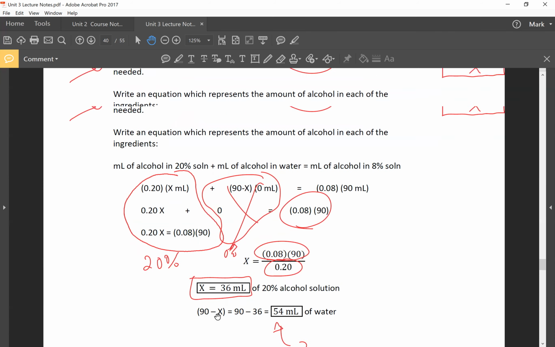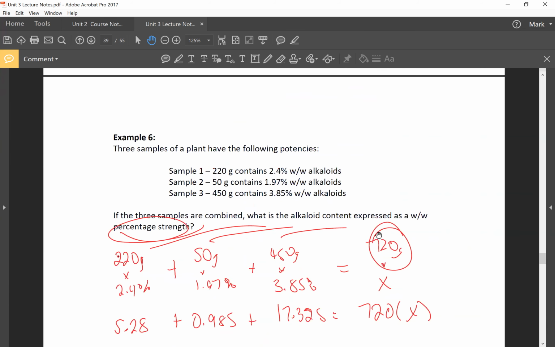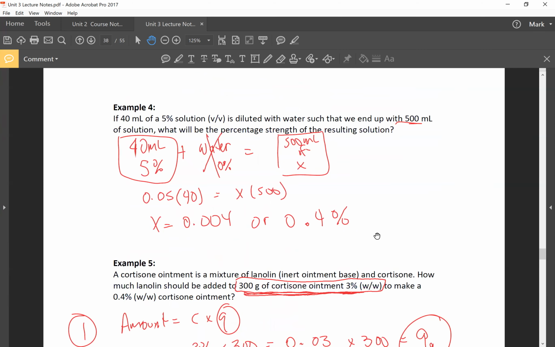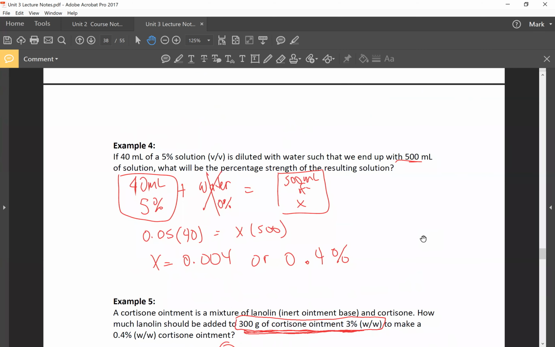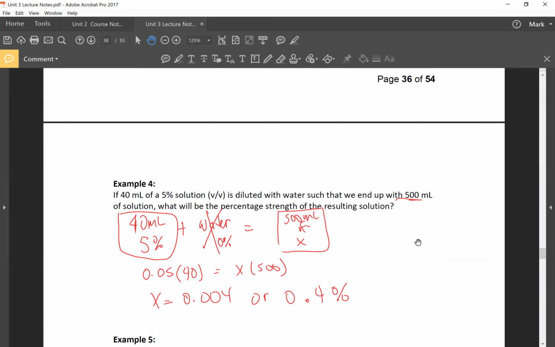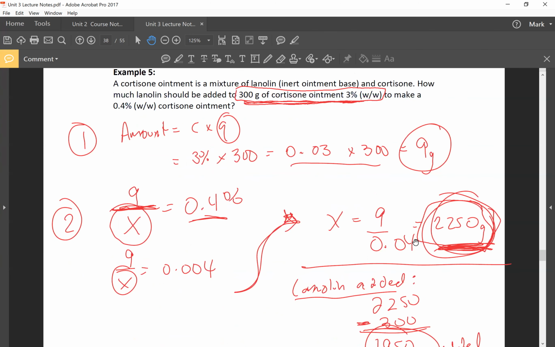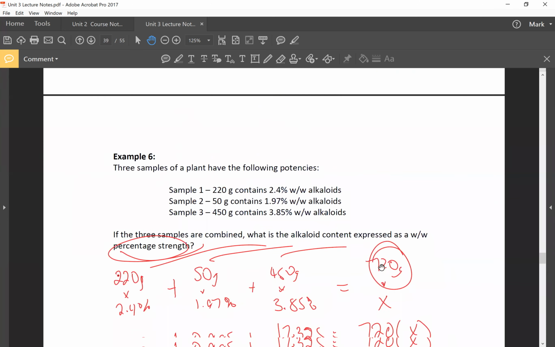Actually, we did this question. This is the one I struggled with. I didn't really know how to show you the answer. We did this with example number 5. So this is the exact same as number 5.